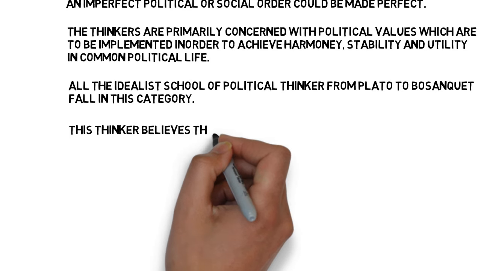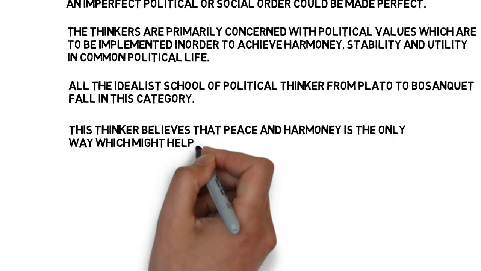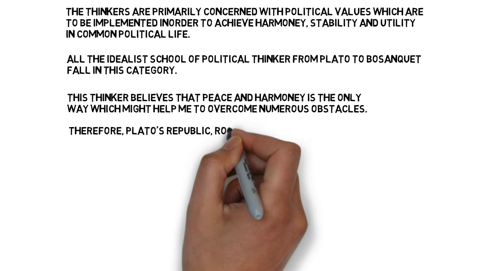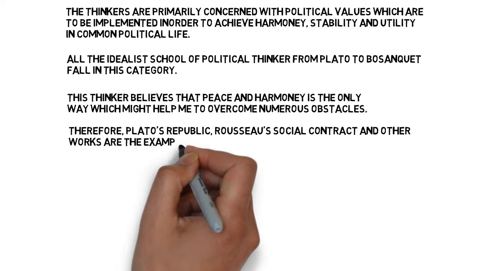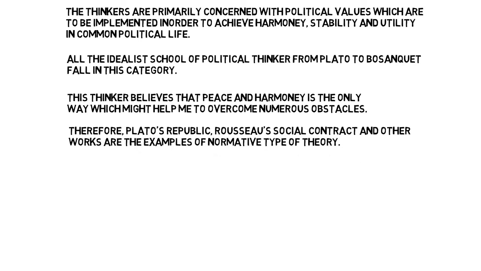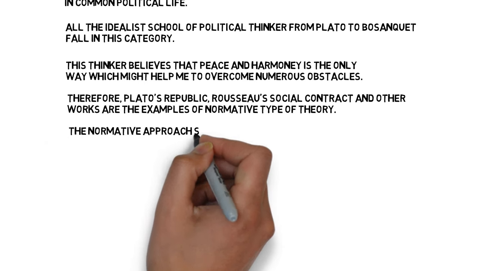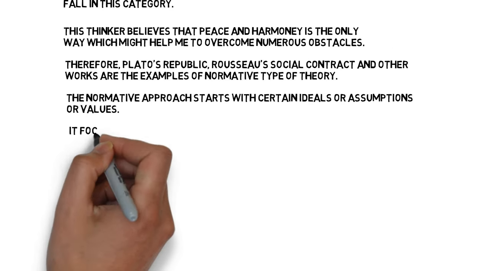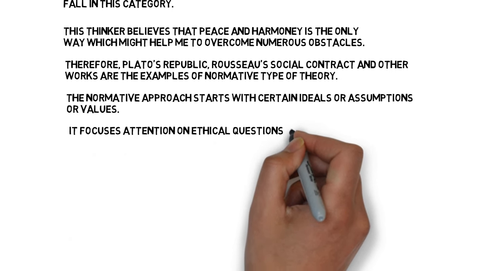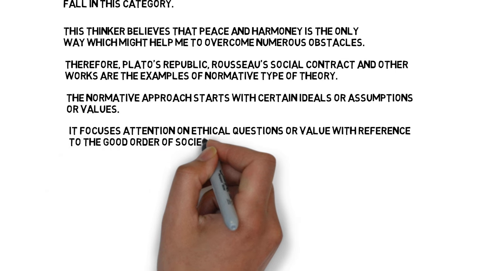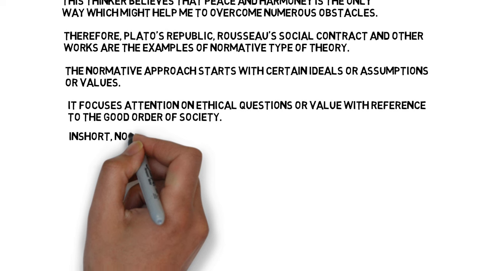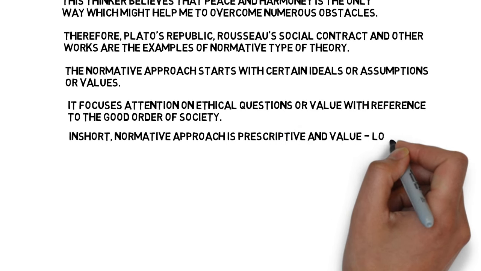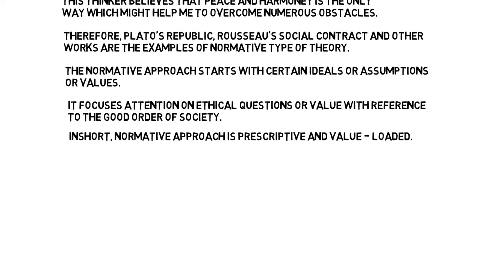These thinkers believe that peace and harmony is the only way which might help to overcome numerous obstacles. Therefore, Plato's Republic, Rousseau's Social Contract, and others' works are examples of the normative type of theory. In short, the normative approach starts with certain ideas or assumptions or values. It focuses attention on ethical questions or values with reference to the good order of society. In short, the normative approach is prescriptive and value loaded. In simple words, normative theory stresses more on values and norms in society.